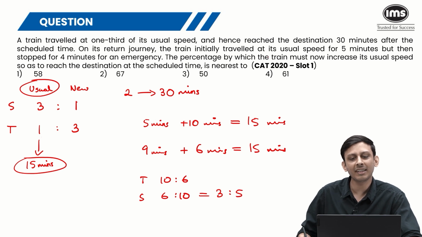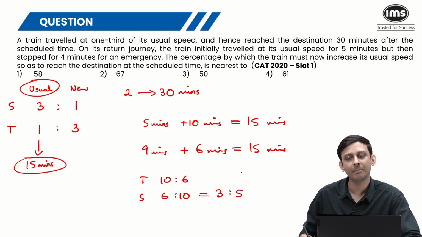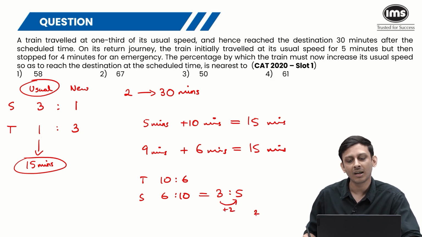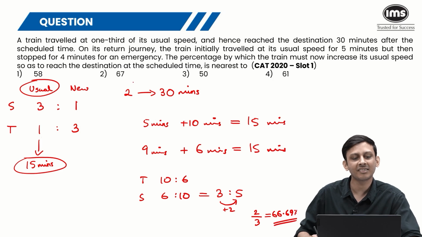And now we just have to find the percentage increase in the speed. So now from 3 to 5, the increase is of 2. So we have an increase of 2 upon the original value of 3. So 2 by 3, that gives us 66.67%. And that is there, of course, in the second option.